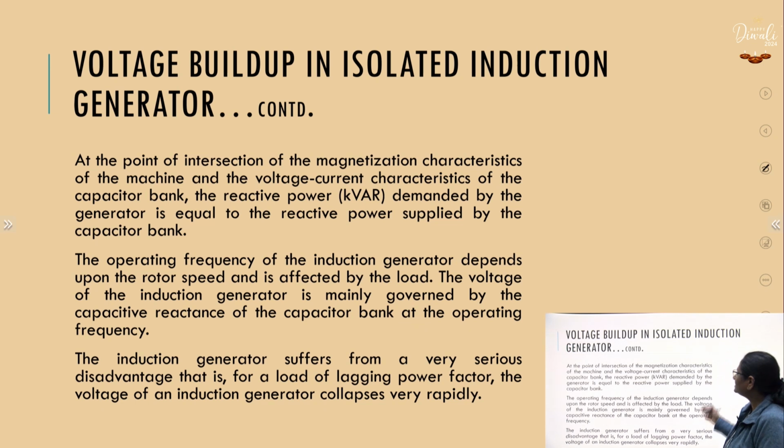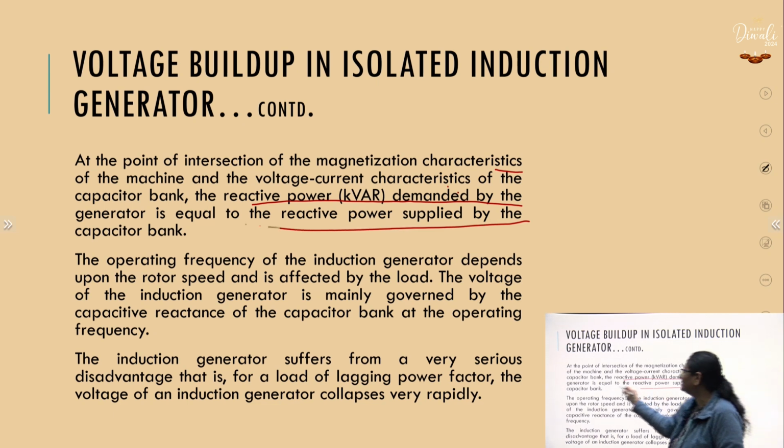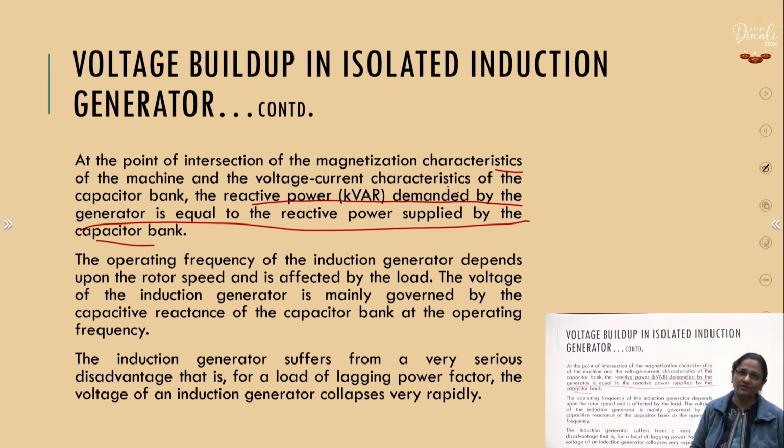At the point of intersection of the magnetization characteristic of the machine and the VI characteristic of the capacitor bank, the reactive power demanded by the generator is equal to the reactive power supplied by the capacitor bank. So, it gives you a stable operating point of the machine. The operating frequency of the induction generator depends upon rotor speed and is also affected by the load. The voltage regulation of an induction generator is mainly governed by the capacitive reactance of the capacitor bank at the operating frequency of the machine.